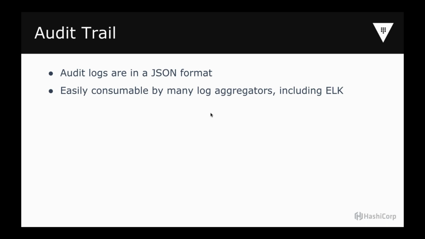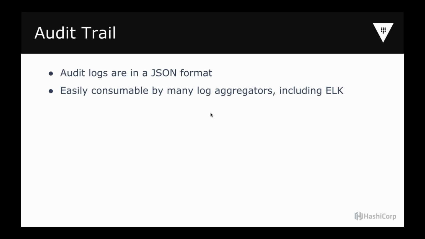Another property that you get once you've centralized all of these secrets is an audit trail, which is pretty neat. Out of the box, Vault basically produces audit logs. They're all in a JSON format, which is really cool because that is easily consumable by many log aggregators, including ELK, which stands for Elasticsearch, Logstash, and Kibana. It's one that I see used a lot. And so people will use Filebeat to shoot it off to the ELK stack.